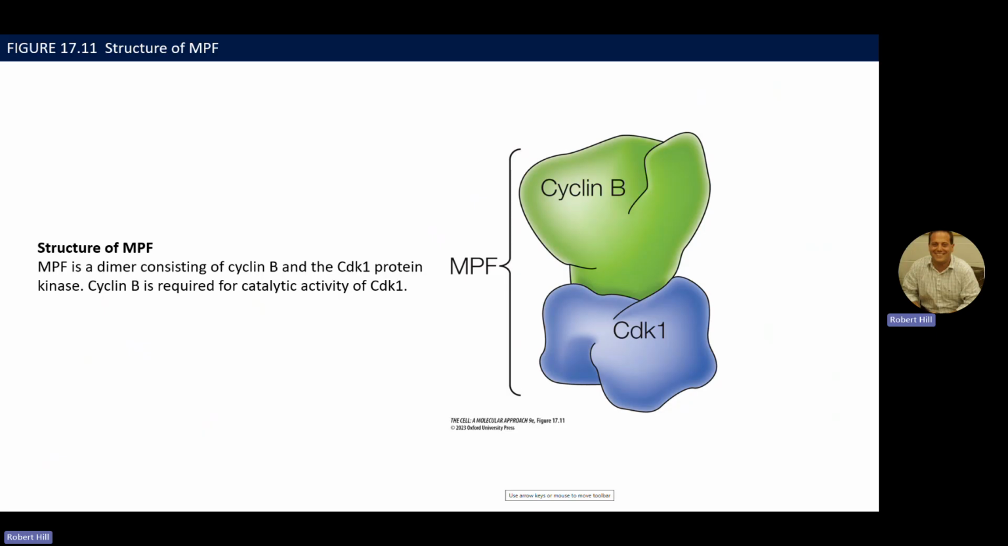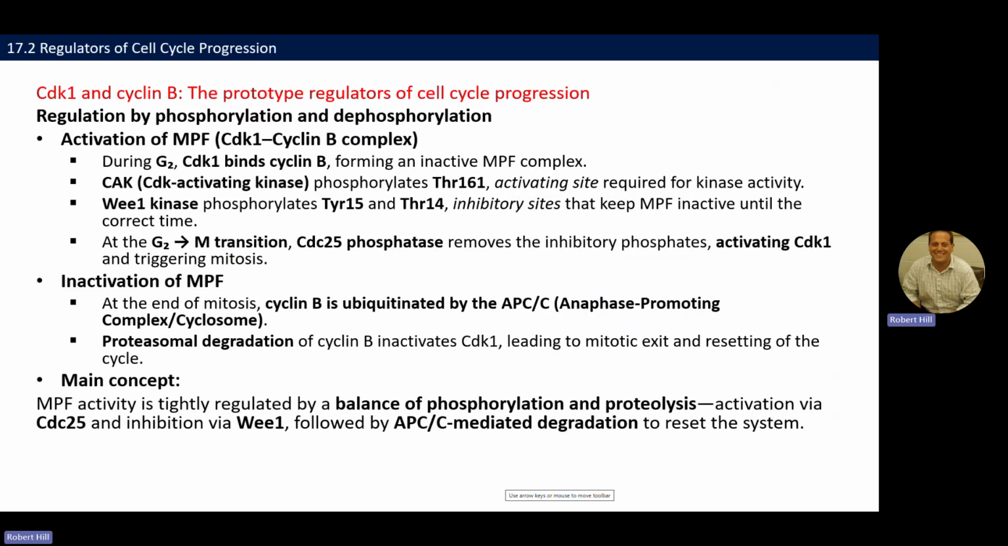So the pairing between CDK1 and cyclin B is like a universal template. All CDKs and cyclins behave in this manner. They have to pair up. All right, so CDK1 activity is controlled by a precise balance of phosphorylation and dephosphorylation.